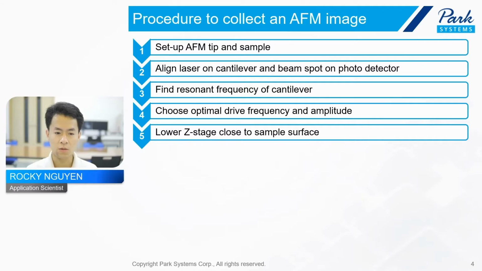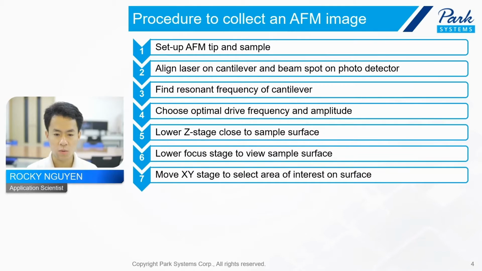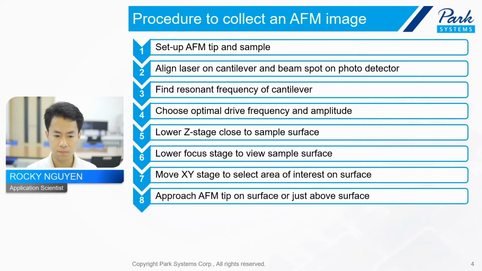Next, we need to lower the Z-stage to bring the tip closer to the sample surface. Then we have to adjust the focus vision onto the sample surface so that we can find the region of interest by moving the XY stage of the AFM system. The eighth step is to approach the AFM tip onto the surface, or just right above the surface. Usually this process is done manually in the conventional AFM system.